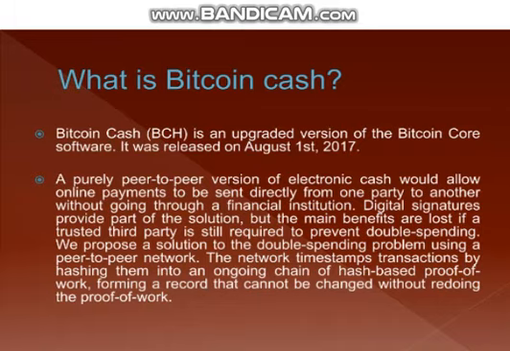Digital signatures provide part of the solution, but the main benefits are lost if a trusted third party is still required to prevent double spending. We propose a solution to the double spending problem using a peer-to-peer network. The network timestamps transactions by hashing them into an ongoing chain of hash-based proof of work, forming a record that cannot be changed without redoing the proof of work.